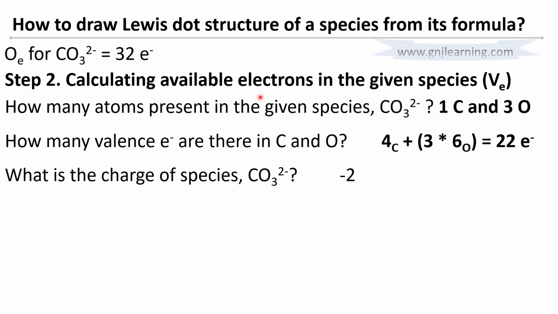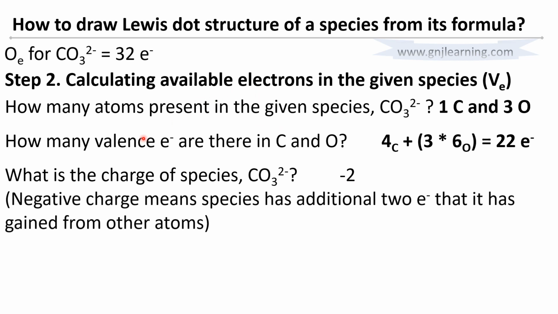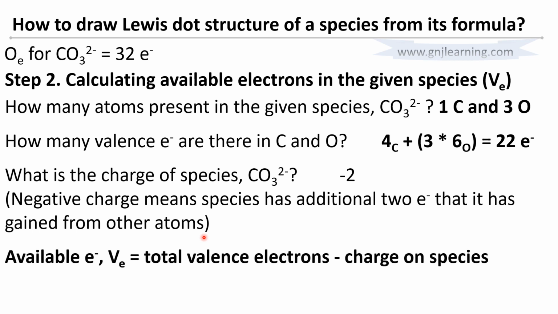So how to get the available electrons? This is an explanation of how it got the charge. Negative charge means the species has an additional 2 electrons that it has gained from other atoms, as I said in the example. Now the available electrons VE is equal to the total valence electrons, that is 22, minus the charge on the species. Minus the charge is minus of minus 2, which turns into positive. By substituting these values, 22 plus 2, you will have 24 electrons. So the value of VE is 24 electrons. And what is expected? The expected value is 32 electrons.